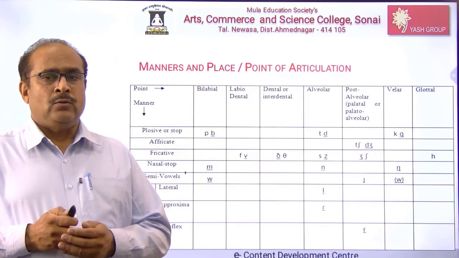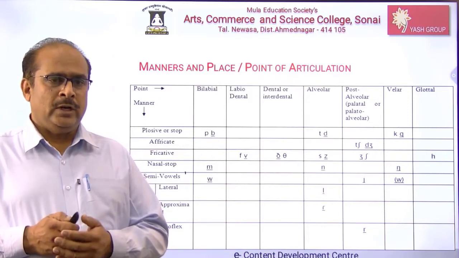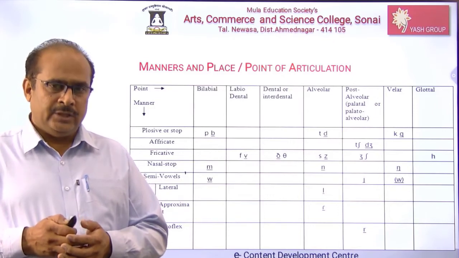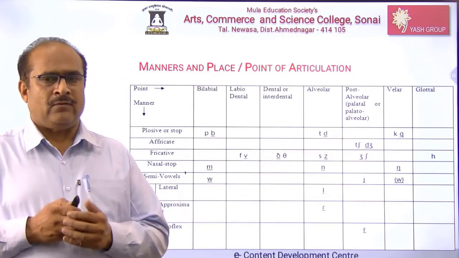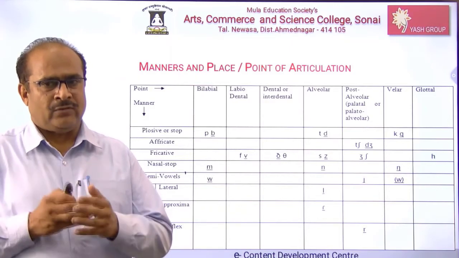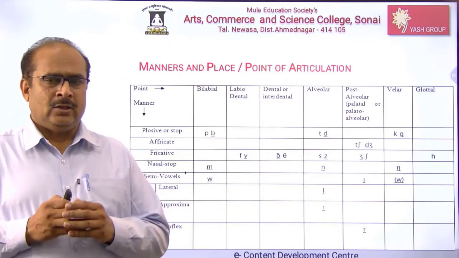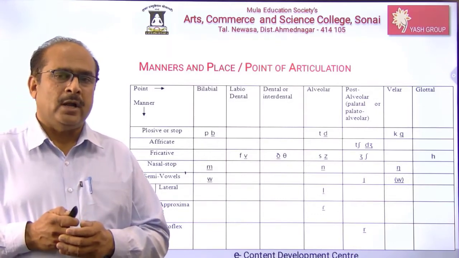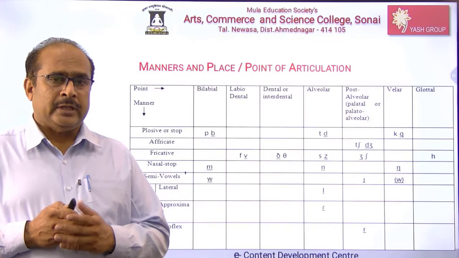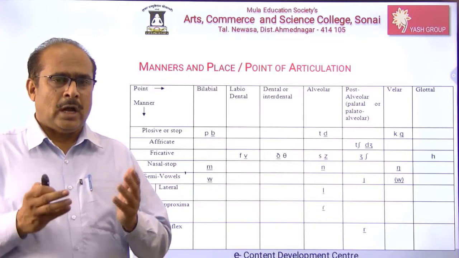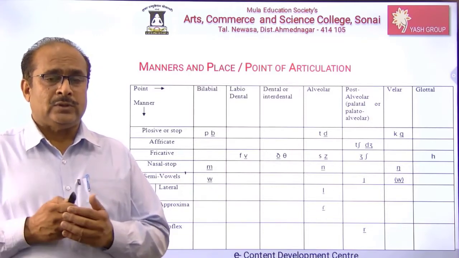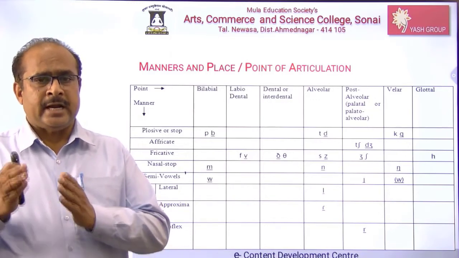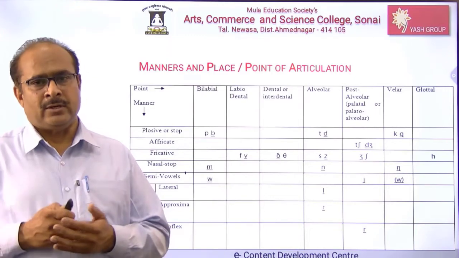For example, if you produce the sound t, you will notice that the tip of your tongue reaches your alveolar ridge, where it blocks the passage of the air stream, and then the whole air is suddenly released into the outer atmosphere with a kind of explosion. So that is a plosive sound. So how the sound is produced, that we come to know: there is a complete closure, sudden release and explosion. That is called manner of articulation.